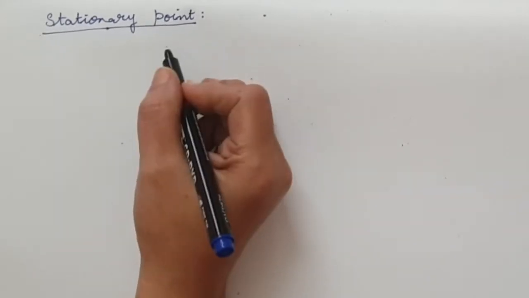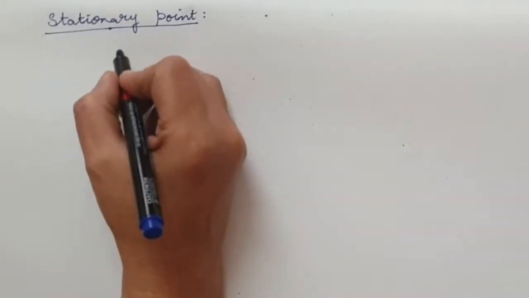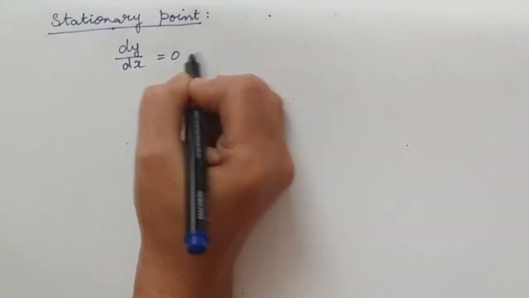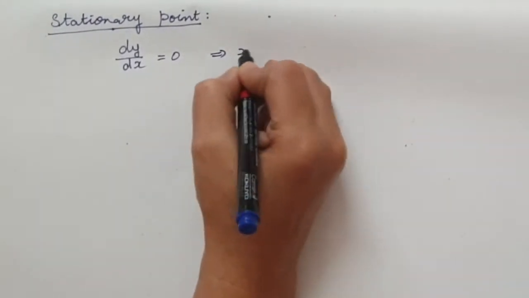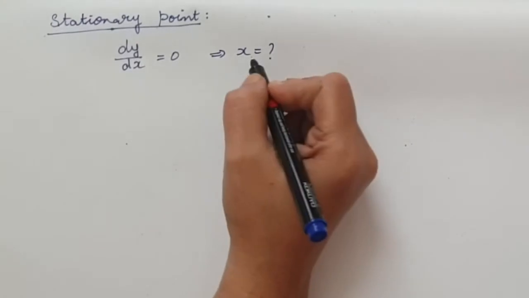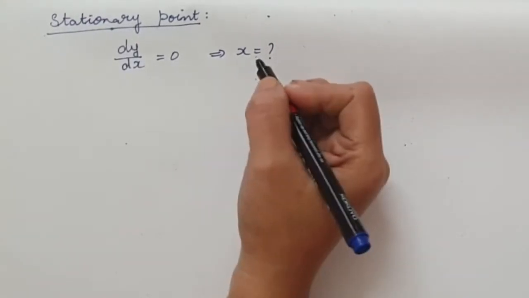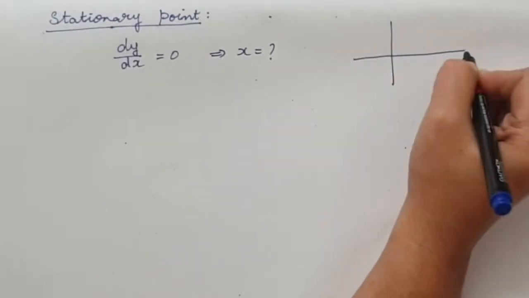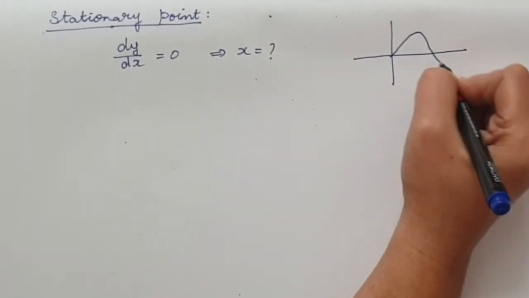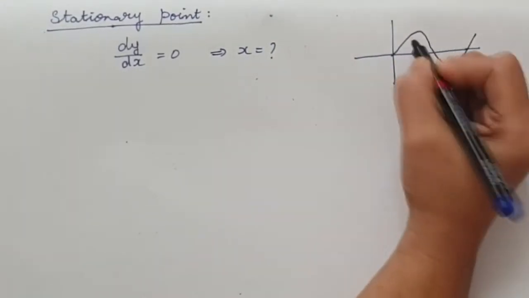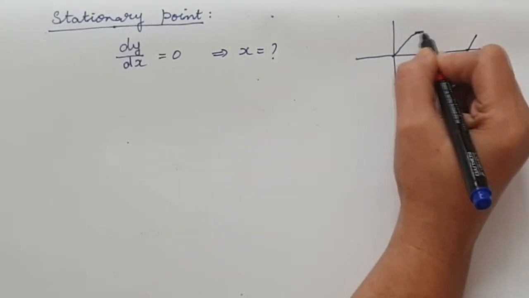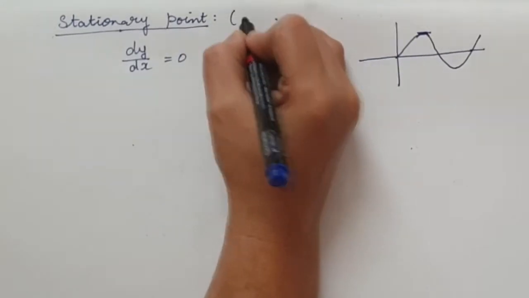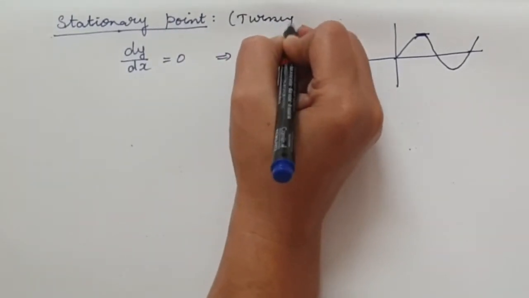The next thing is the stationary point. In order to find the stationary point, we find dy by dx and equate it to 0 and we find the values of x. These values of x are called the stationary points. In a graph, these stationary points are either the maximum or the minimum values on the graph. This is the point where the curve turns, the stationary point, or it can also be called the turning point.